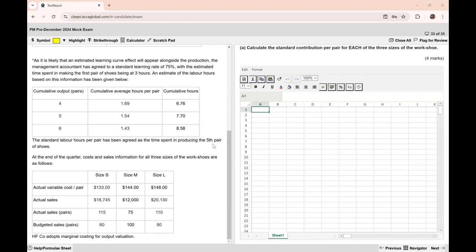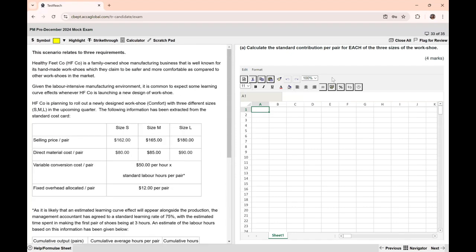At the end of the quarter, cost and sales information for all three sizes of the work shoes are as follows. So they've given you the actual data, actual variable cost, actual sales, budgeted sales for the three different sizes. HF Company adopts marginal costing for output valuation. Okay, so let's take a look at the question now. The question is: calculate the standard contribution per pair for each of the three sizes of the work shoe. So let's take a look at the answer now, and I will explain how to solve it as well.